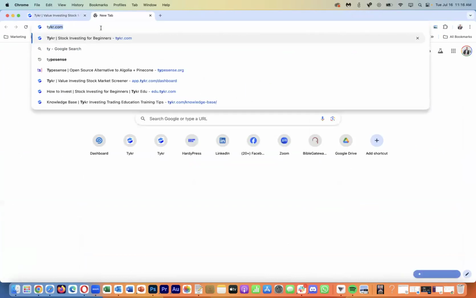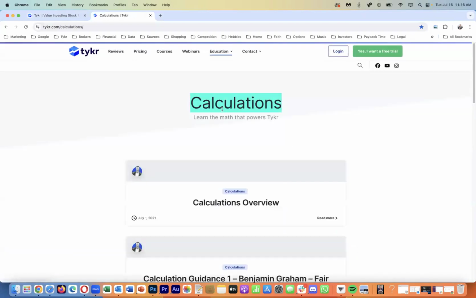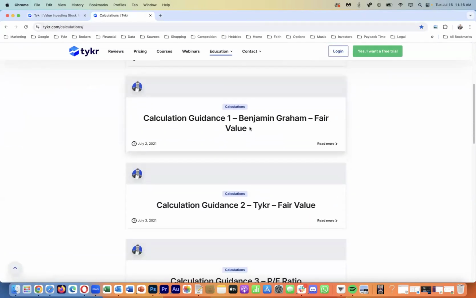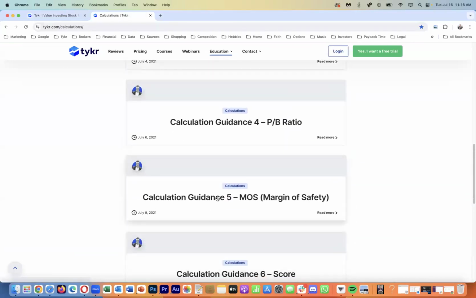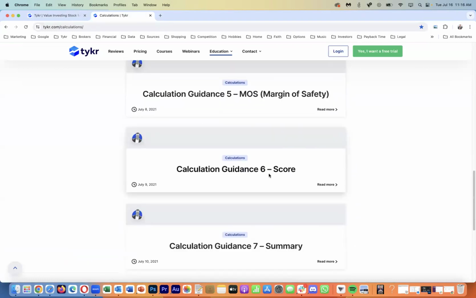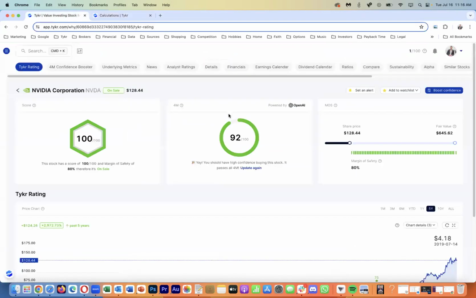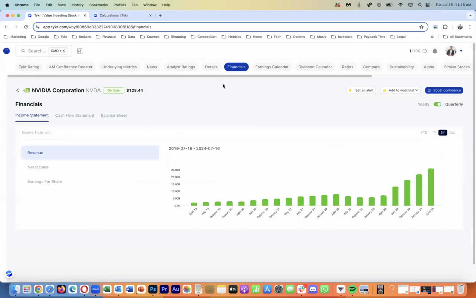What does? And if you guys are interested, you can go to Tykr.com. This is all free information, education. You can go to education, then calculations. You can see how the calculations are achieved, such as the fair value, margin of safety, the summary score. All that's within, you can see. So what drives the summary score and margin of safety are the financial statements. So it doesn't matter if you have a stock split or not, it's all related to financials.